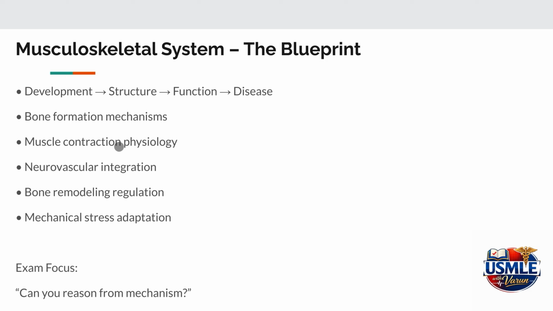We will start with embryological development and then move to bone formation, bone histology, muscle physiology, neuromuscular junction functioning, and finally nerve localization, and clinically integrate all of these things. If you understand these mechanisms clearly, you will be able to solve most of the USMLE and NEET PG questions, even if you have never seen the exact questions before.